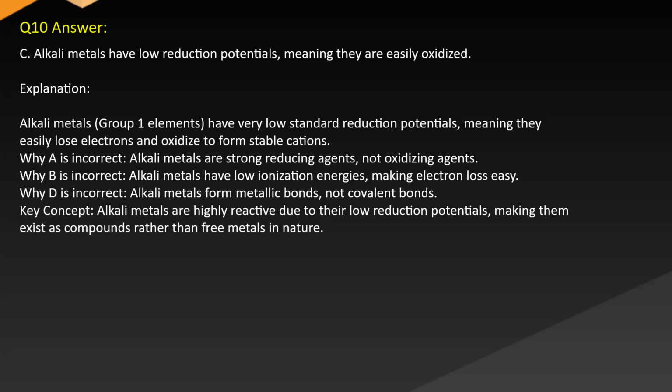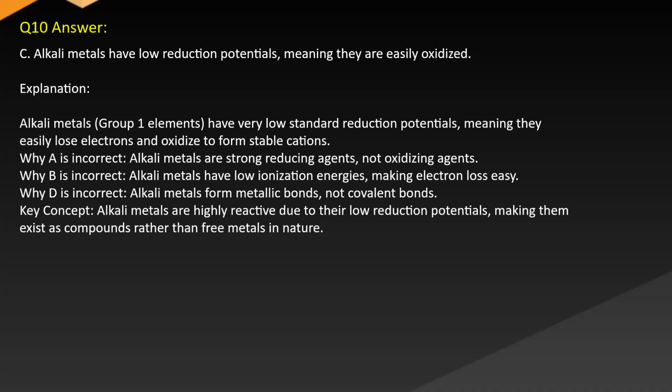Answer C. Alkali metals have low reduction potentials, meaning they are easily oxidized. Explanation: alkali metals, group 1 elements, have very low standard reduction potentials, meaning they easily lose electrons and are oxidized to form stable cations. A is incorrect.